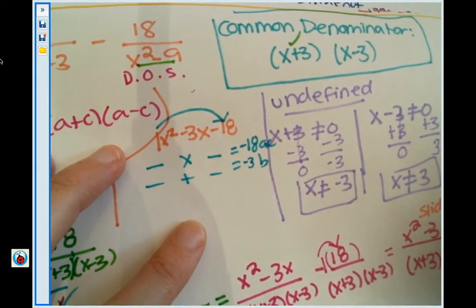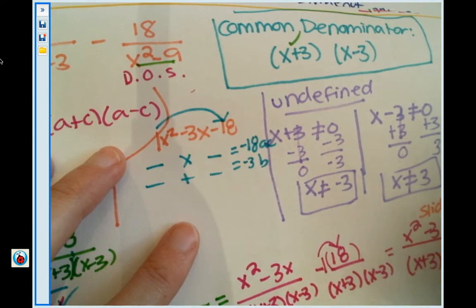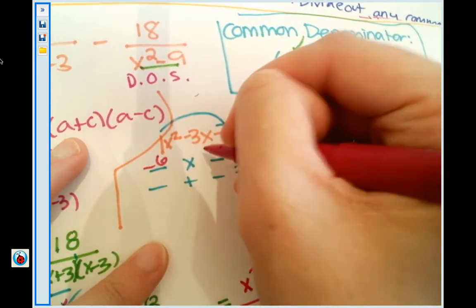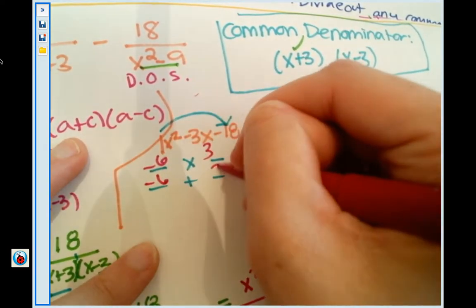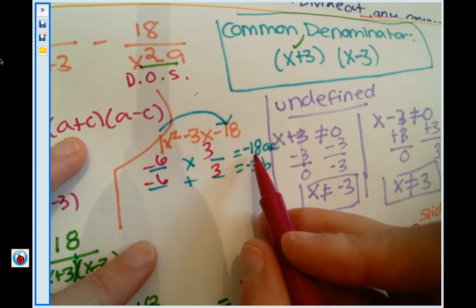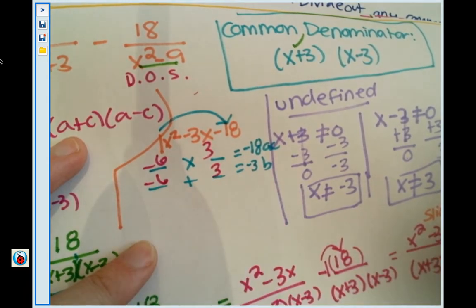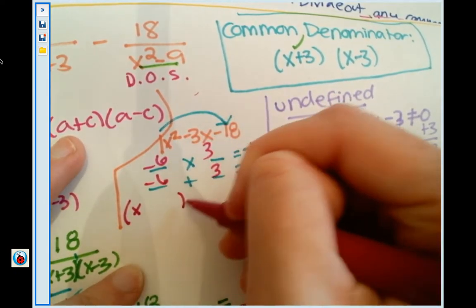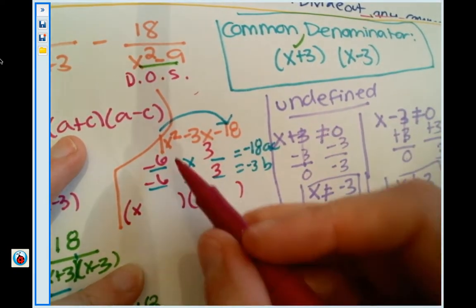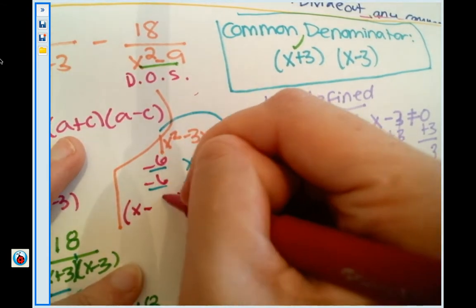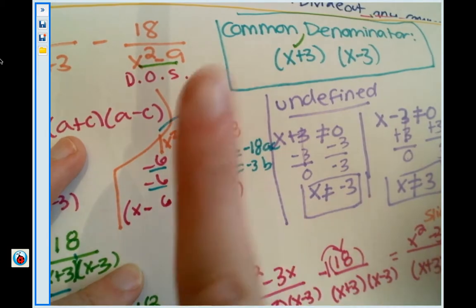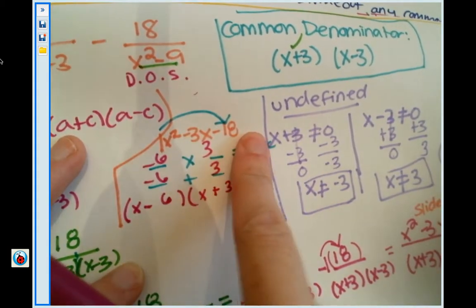So let's see here. Two things that multiply to be negative 18 and add to be negative 3. You guys are so smart. It is negative 6 and 3. Negative 6 times 3 is negative 18, and negative 6 plus 3 is negative 3. So remember, these go directly into my parenthesis with an x. My negative 6 is going to turn into a minus 6, and my positive 3 is going to turn into a plus 3. And don't forget, you slide and divide.